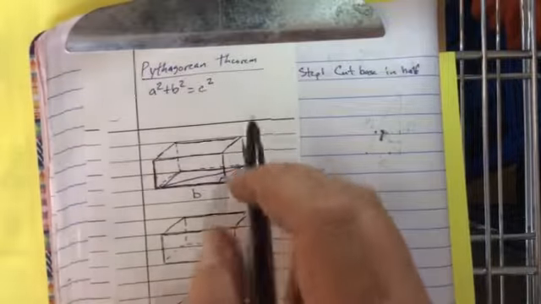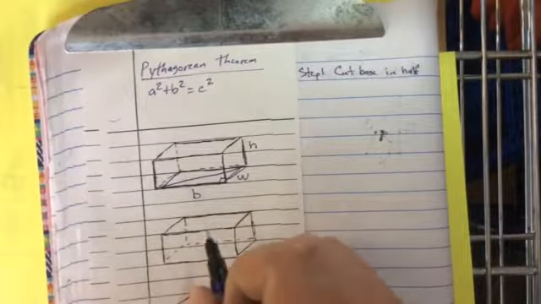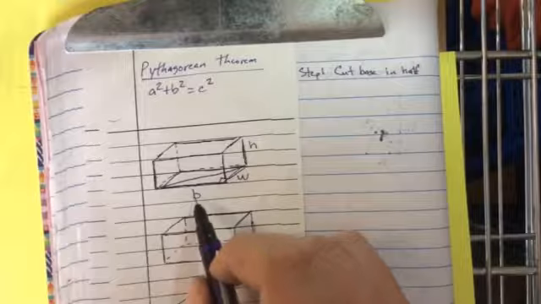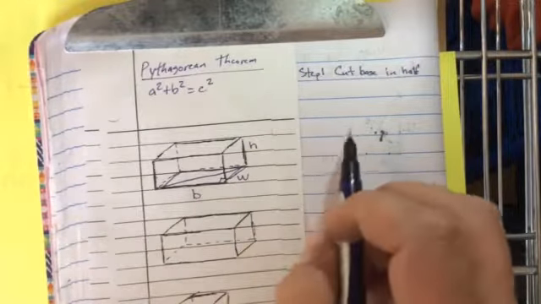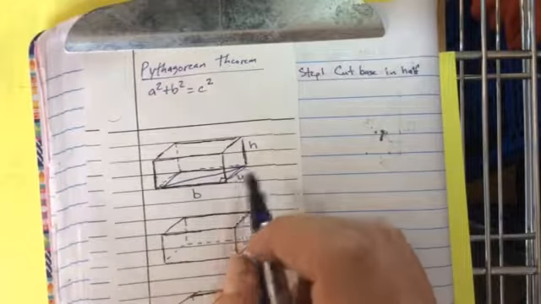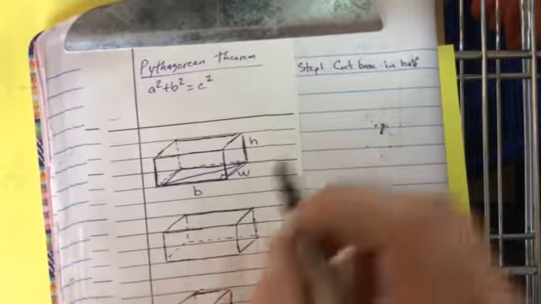So we're working with the Pythagorean theorem, solving for the diagonal. We're going to be given a base, a width, and a height. And as Jacob said, the first thing we need to do is cut the base in half. That gives us a triangle.